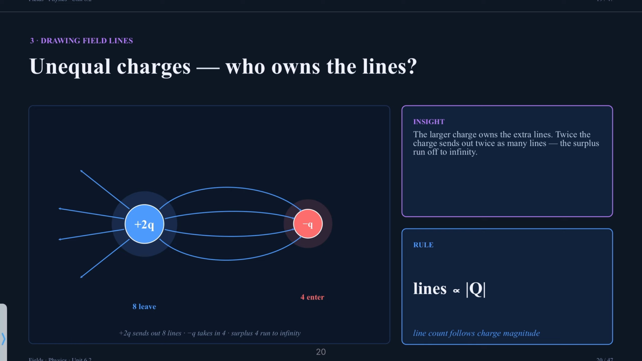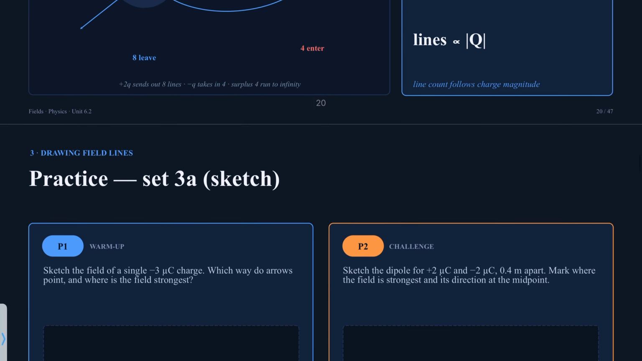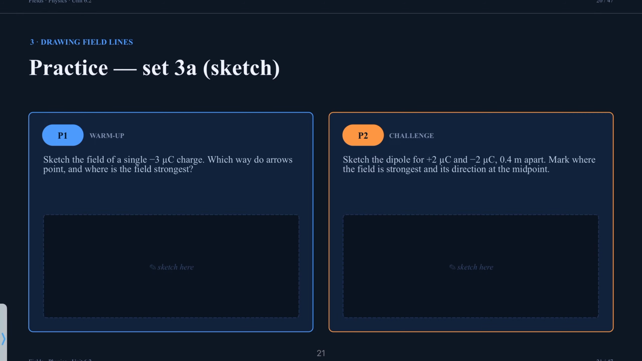All right, so let's try some sketching problems here. Sketch the field of a single -3 microcoulomb charge. Which way do arrows point, and where is the field strongest? Okay, so a tad bit of a trick question here, right? But let's walk through it together. So -3 microcoulomb. The electron, -3 microcoulomb. And which way do arrows point, and where is the field strongest?